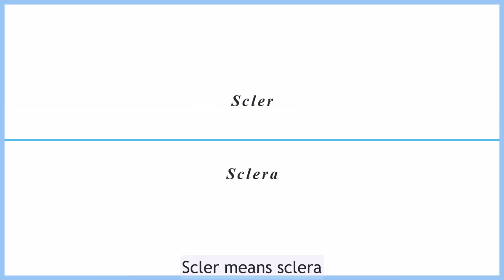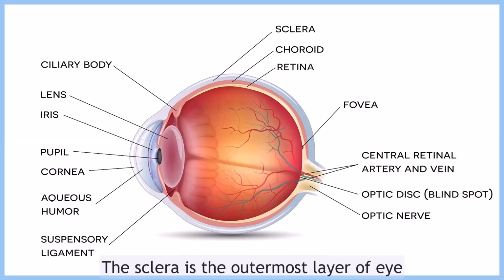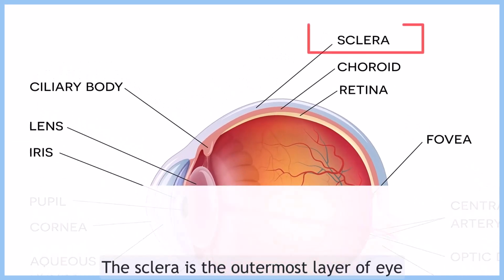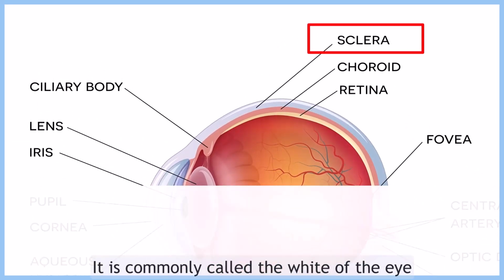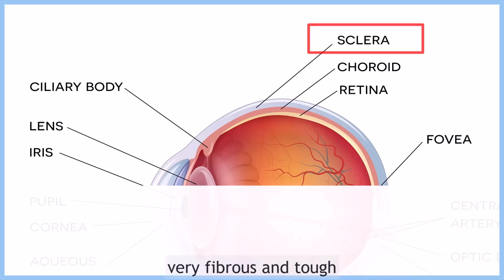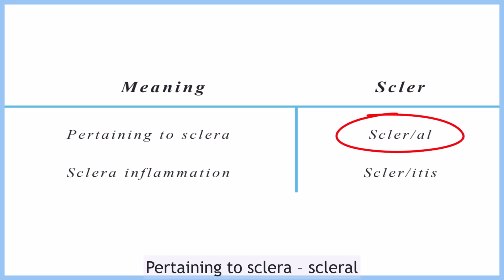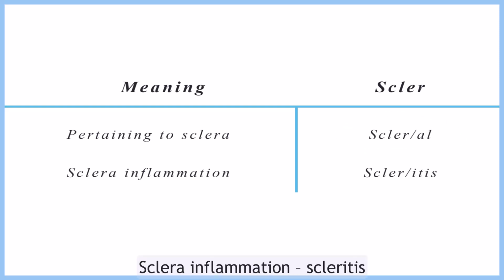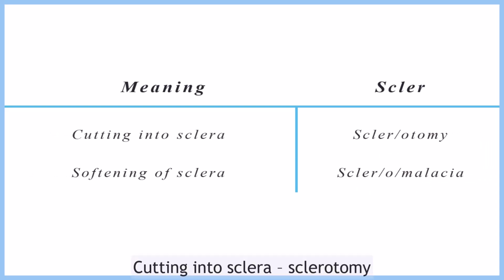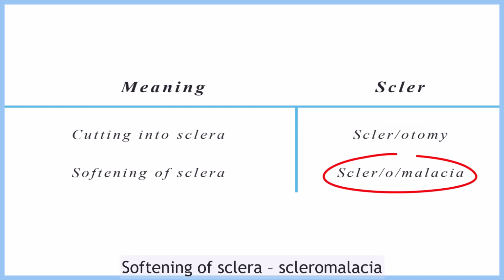Sclera means sclera. The sclera is the outermost layer of the eye. It's commonly called the white of the eye. It's very fibrous and tough. Pertaining to sclera, scleral. Sclera inflammation, scleritis. Cutting into sclera, sclerotomy. Softening of sclera, scleromalacia.